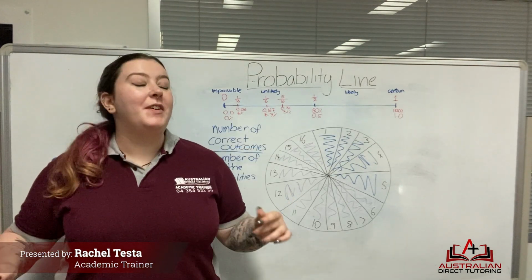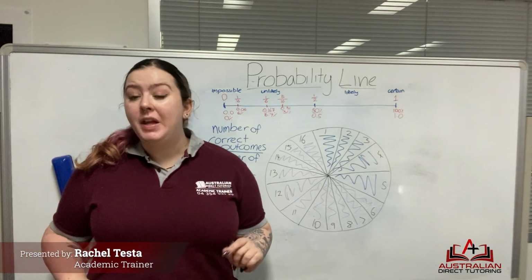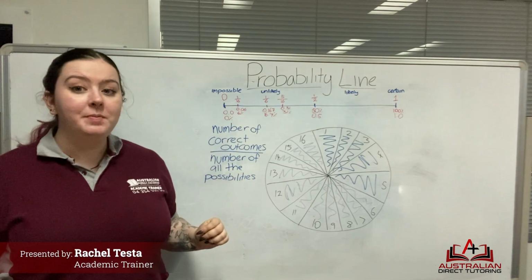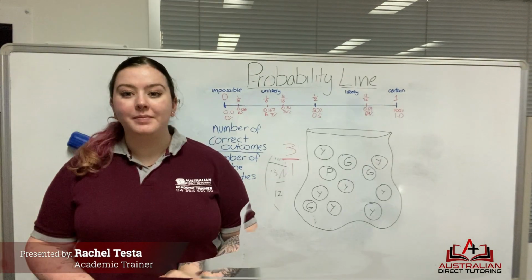This method works for every probability that you can think of. There's a trick to it as well. The trick is the top number is the number of all the correct outcomes, and the bottom number is the total number of all of your possibilities.